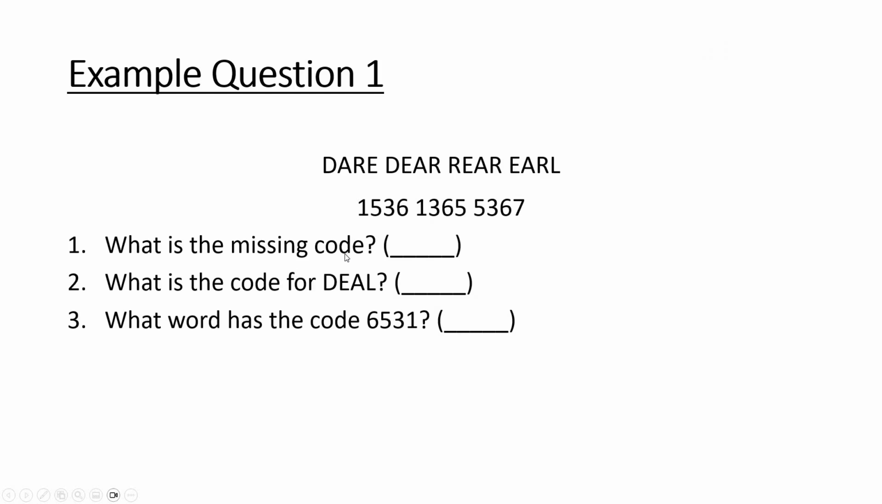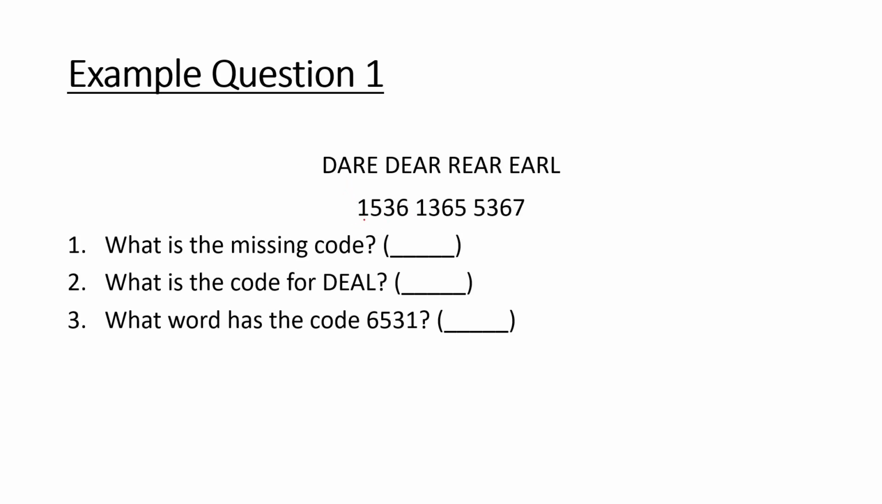Okay, so what we're trying to do over here is that we have 4 words and 3 codes. Each word has a code assigned to it, and we're trying to figure out the missing code in all these questions. So how we're going to do that is trying to find links between the numbers and the words.